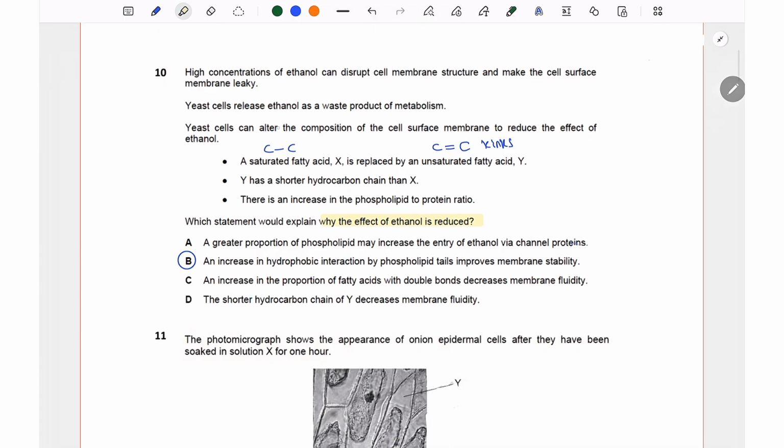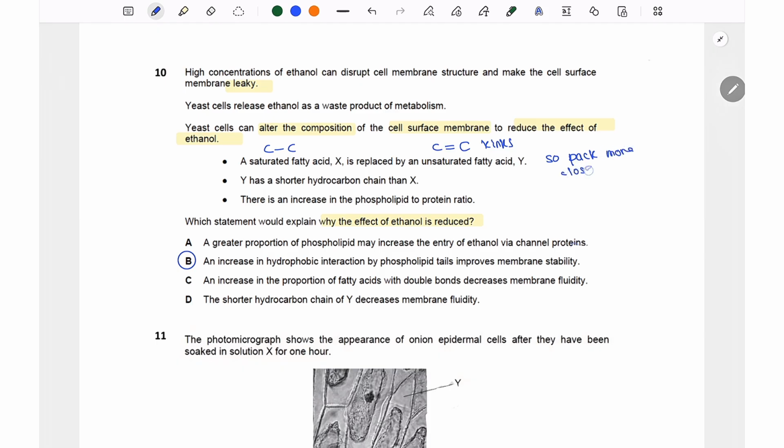What's happening here is it alters the composition of the cell surface membrane to reduce these effects of ethanol, and it makes it less leaky. So in this case, we do the first change, we replace an unsaturated fatty acid with saturated, then we get rid of the kinks, so it's packed more closely together. More close together. An increase in hydrophobic interaction by phospholipid tails improves the membrane stability.